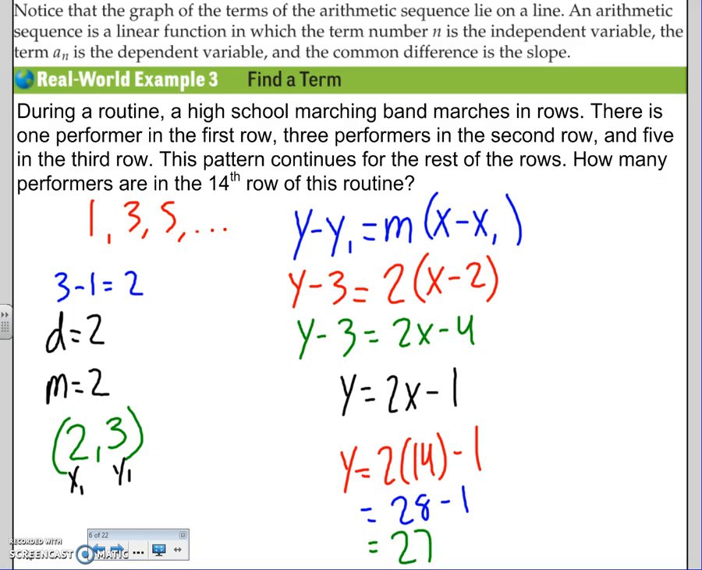And we could count, it'll take a long time, but 1, 3, 5, 7, 9, 11, 13, 15, 17, 19, 21, 23, 25, 27 for the 14th row.